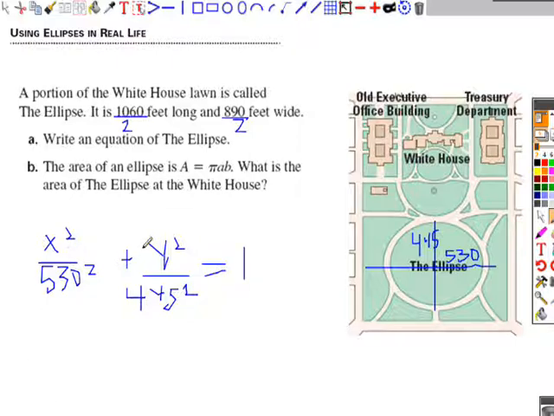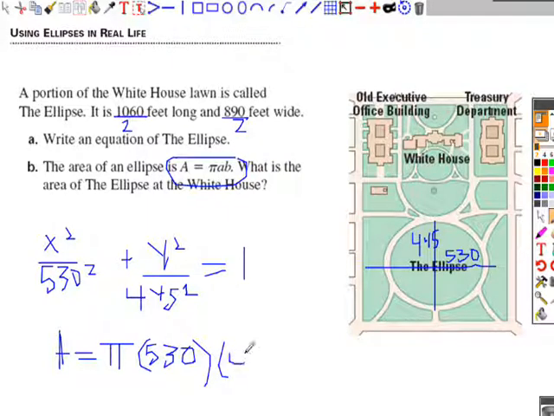Now for part B, they want you to find the area of the ellipse, and they give you the formula, and you just need a and b, and we found that in part A. So a is 530, b is 445, so just plug those in. A equals, so we're going to have pi times 530, right? So times 530 and times 445. And that is equal to approximately 741,000 square feet.